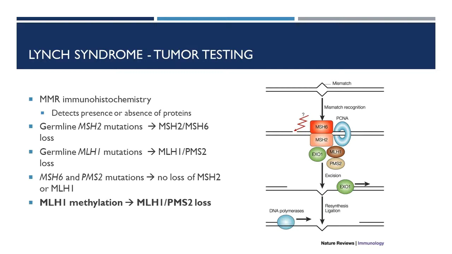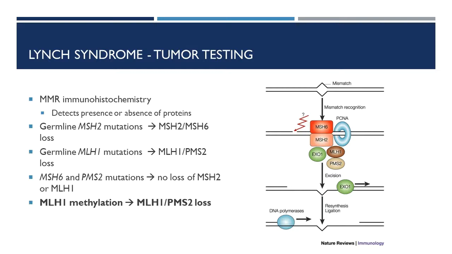Mismatch repair, or MMR, IHC detects the presence or absence of the four MMR proteins in the tumor. These proteins exist in dimers. MLH1 is dimerized with PMS2, and MSH2 is dimerized with MSH6. The absence of one or more of these proteins via IHC can indicate an inherited pathogenic mutation and which gene may be involved. MLH1 and MSH2 remain stable when not dimerized.